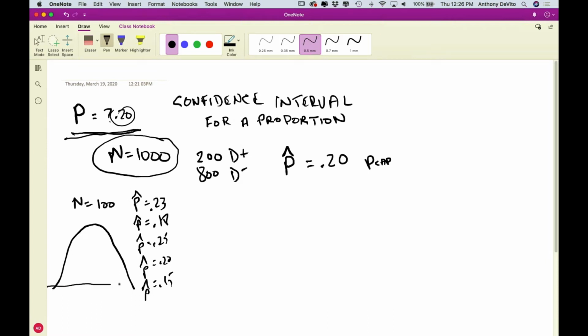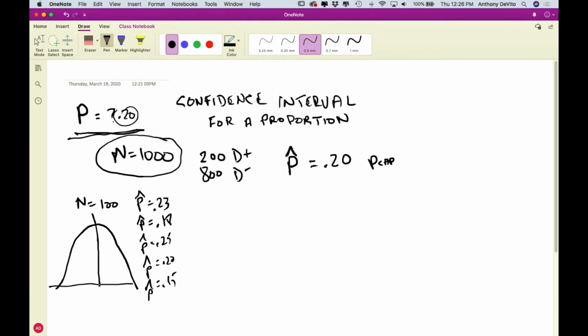And this normal distribution of many, many, many samples of size 100 is going to be centered. The mean of these, half the time it's going to be higher than what the population really is, half the time it's going to be lower just by chance. The mean is going to be the same as the population proportion. And all of my samples will be normally distributed.